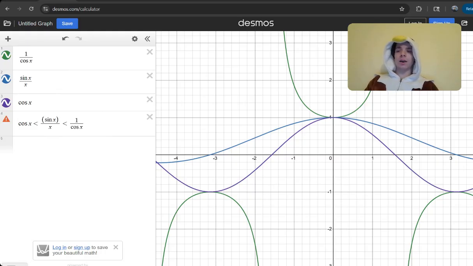Now we can see that cosine of x approaches 1 as x gets closer to 0 because cosine of 0 is 1. And that's the same with 1 over cosine x because we have 1 over a number that's really close to 1. So that means both of these approach 1, and by the squeeze theorem, sine of x over x is going to be squeezed in between these two functions, and the limit is going to equal 1.